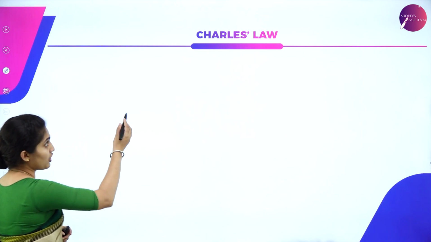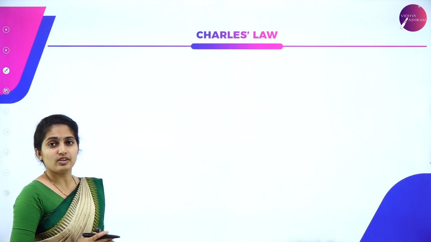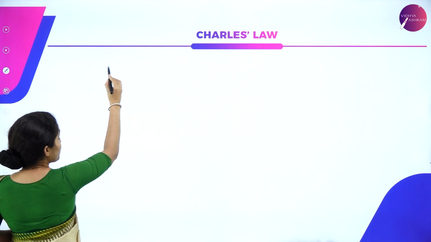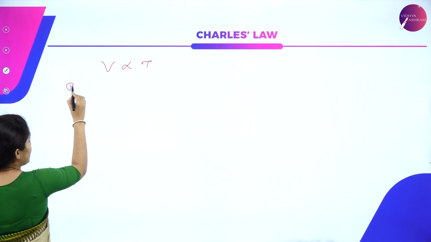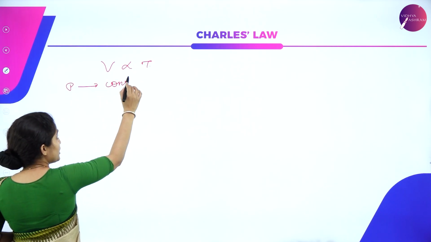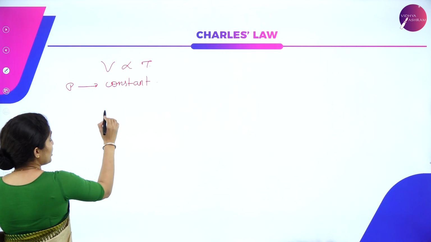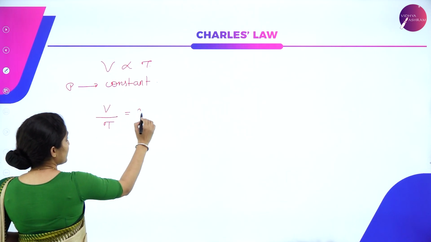So next we are checking on to Charles' law. Charles' law is with respect to pressure remaining constant, which means to say your volume is directly proportional to temperature, where pressure is said to be constant. So you can rewrite this as V by T is equal to a constant term.